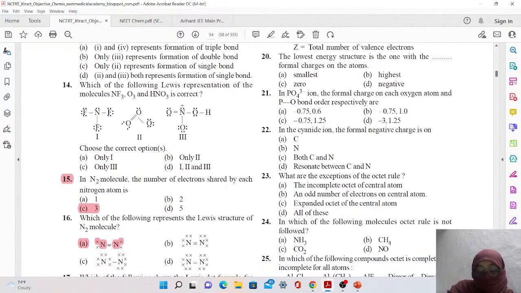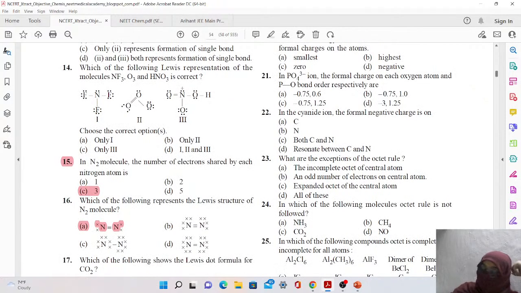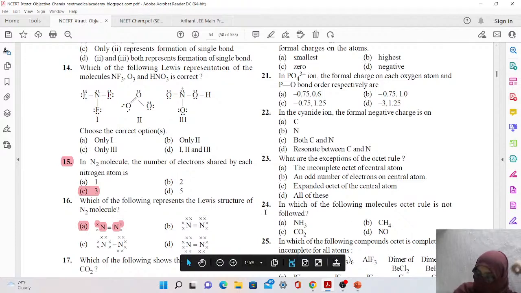Octet rule. Do you remember I even told you the octet rule limitations? There are almost 6 or 7 octet rule limitations we have. Let us just do the 24th one. 24th question.